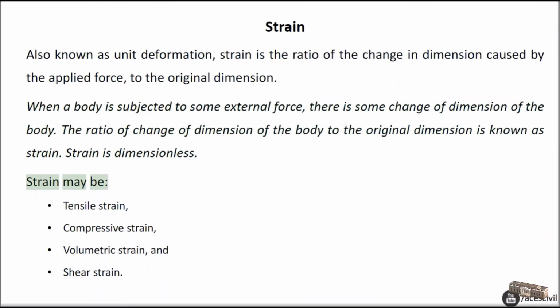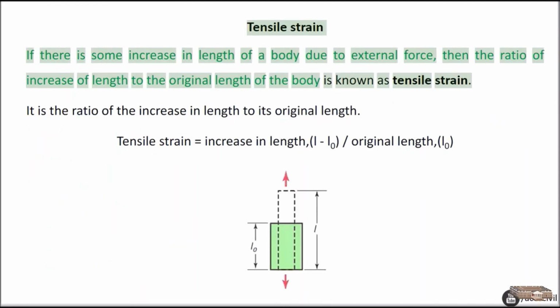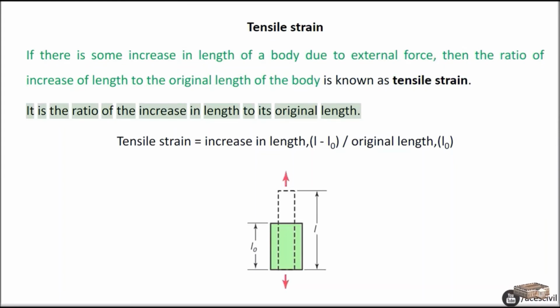Strain may be tensile strain, compressive strain, volumetric strain, and shear strain. Tensile strain: if there is some increase in length of a body due to external force, then the ratio of increase of length to the original length of the body is known as tensile strain. It is the ratio of the increase in length to its original length.